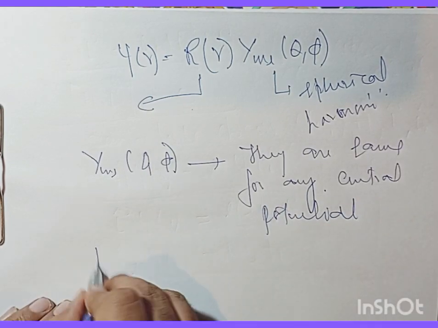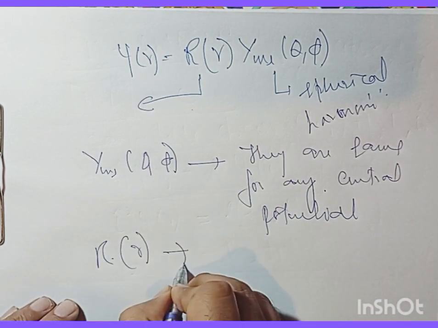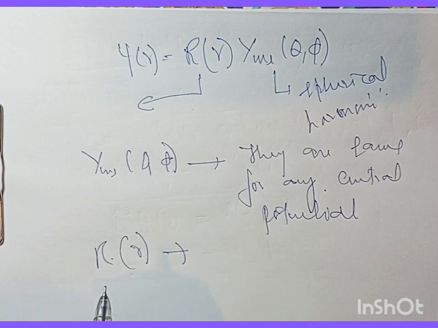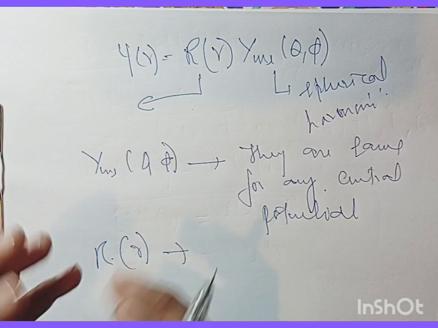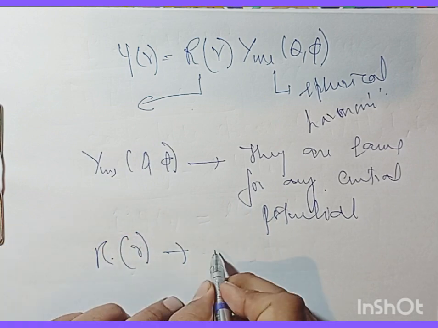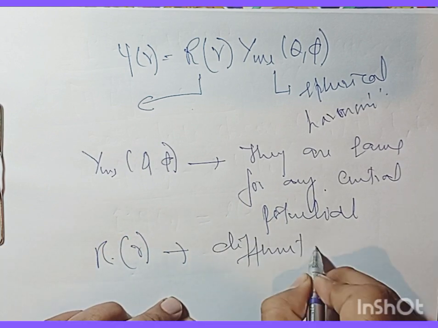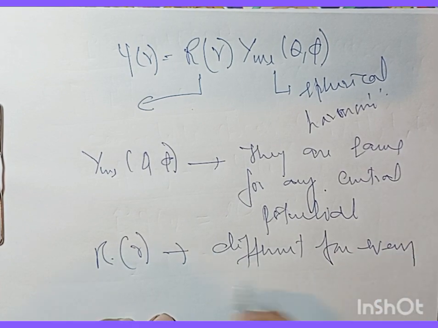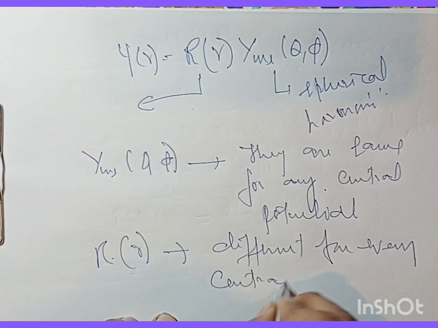And R of r, the radial part, is different. It is different for every central potential.